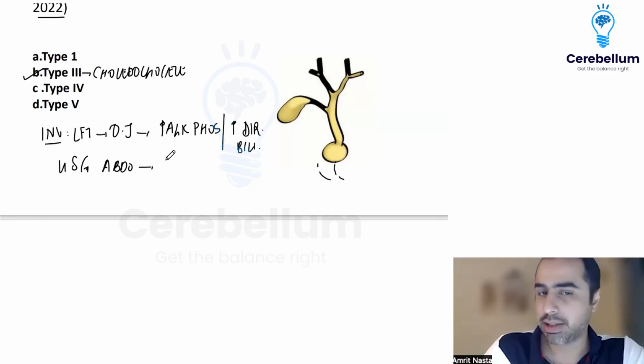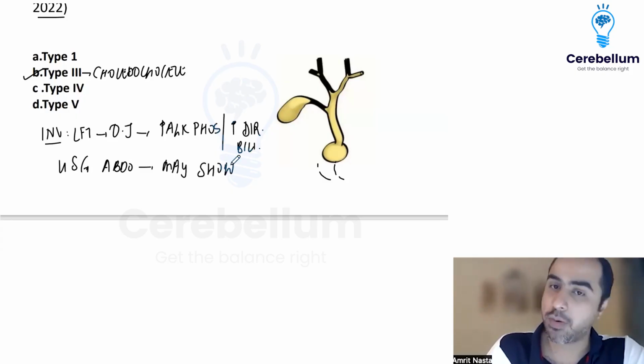It may show the cyst. It may show. It's not the best test. USG is good for gallbladder. It's good for liver, but it's not very good for bile duct. So cyst may be seen.